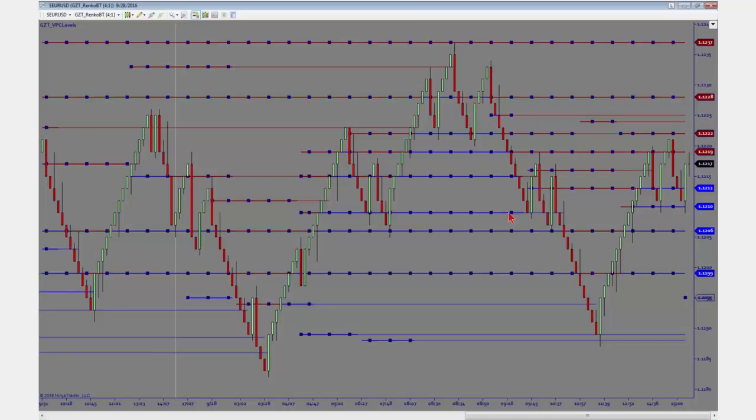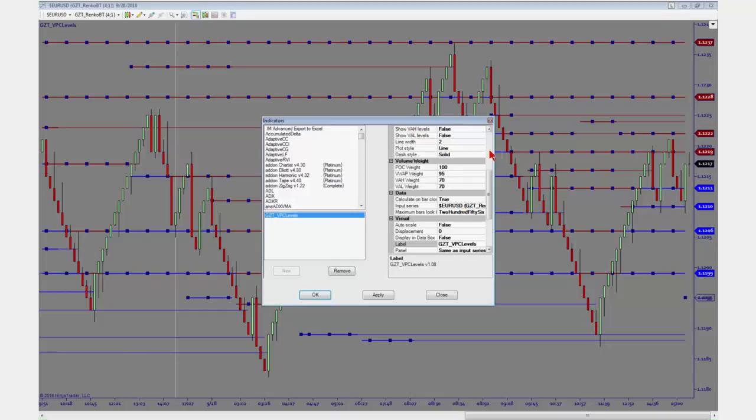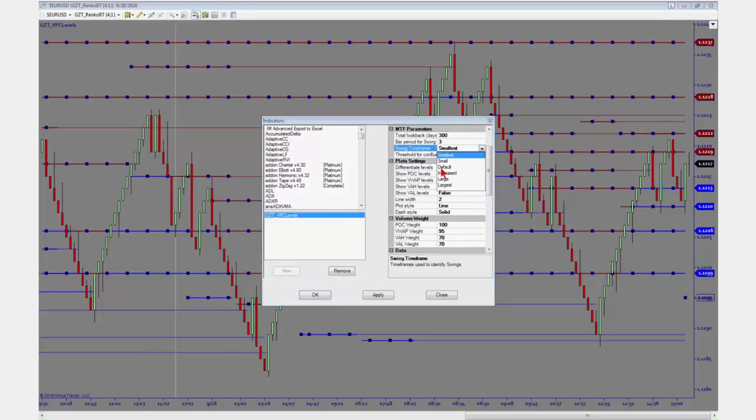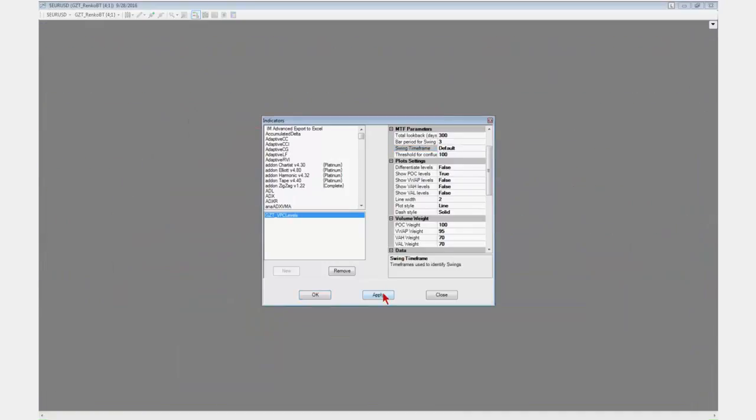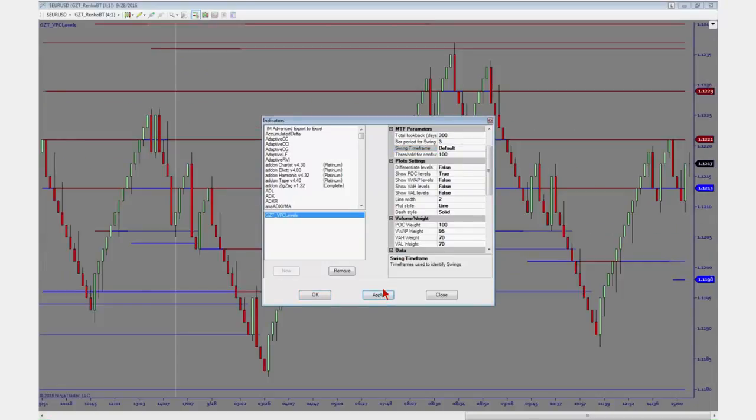Now I have a lot of lines here, and what we do is refine this by going through and picking, okay, we have smallest, let's pick default. And then as we look, which one is the one that best matches the instrument we're trading?